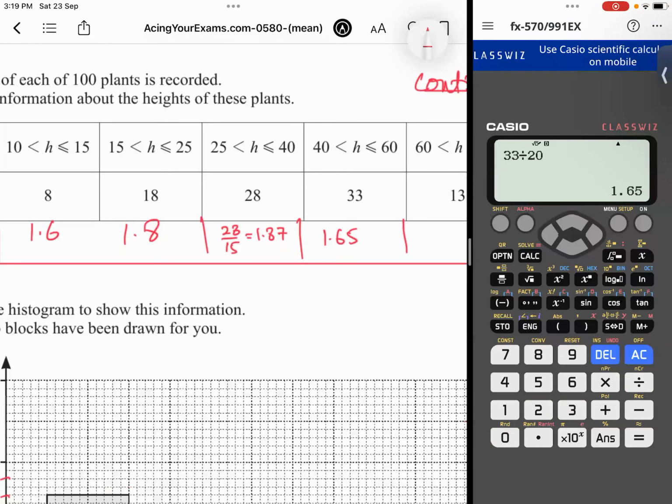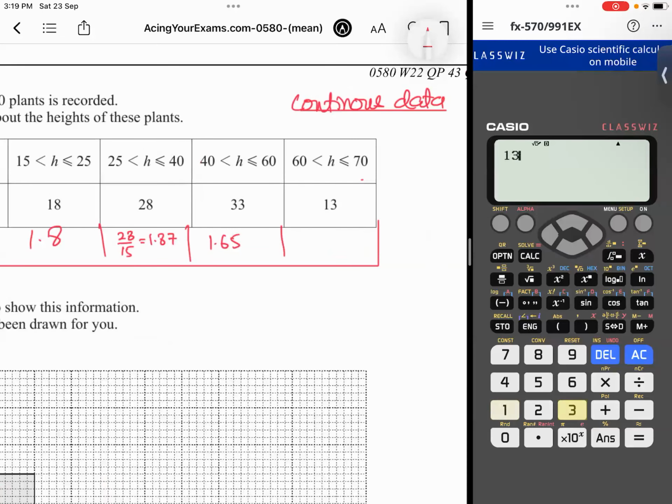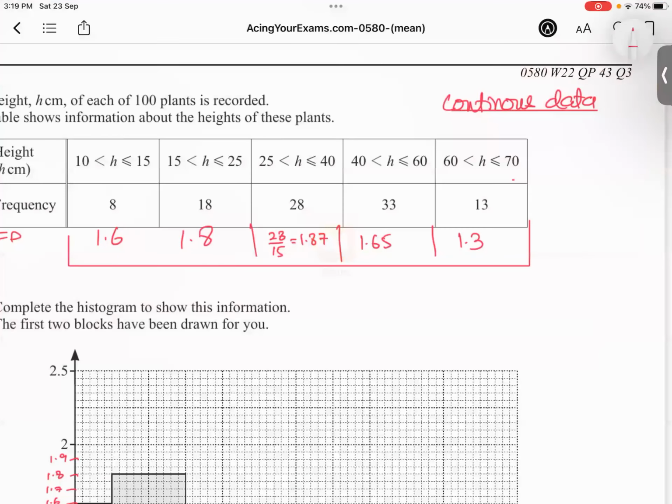Look at this now, the last one. 13 is the frequency divided by class interval. So that is 10 because 70 minus 60 is 10. So the answer is 1.3. You can see that already. We no longer need the calculator now.